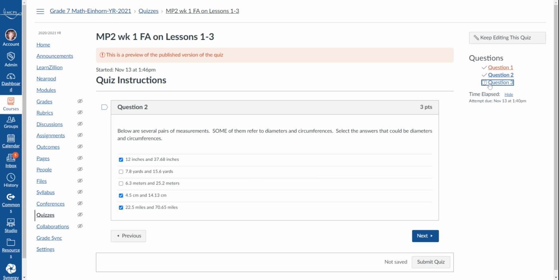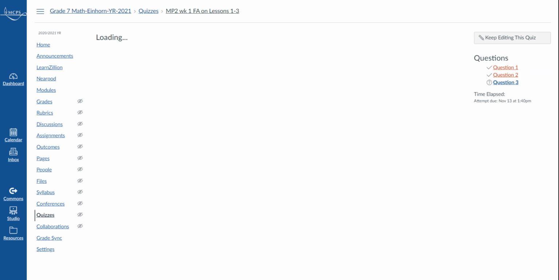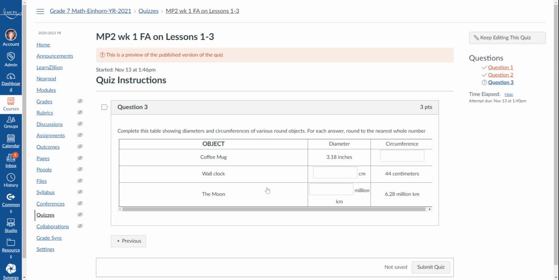And then lastly, question 3. So for question 3, we're going to multiply left to right. When we go left to right, we're going to multiply by pi, and when we go right to left, we're going to divide by pi. So here, I want to have the diameter, and I want to find the circumference.